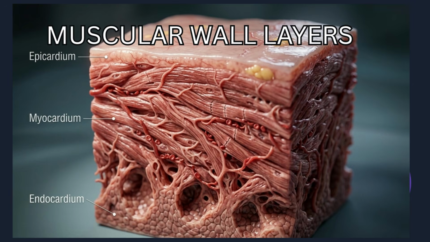The heart has three layers. Number one is the epicardium, that is the outer layer of the heart. Then the myocardium, it is the thick middle layer of the heart and it is made up of cardiac muscles. And the third one is the endocardium, and this is the smooth inner layer of the heart.